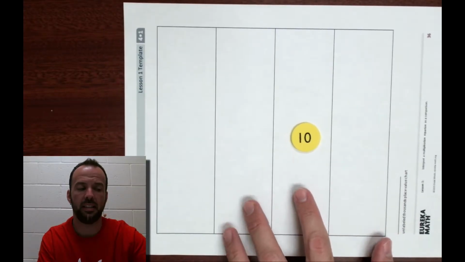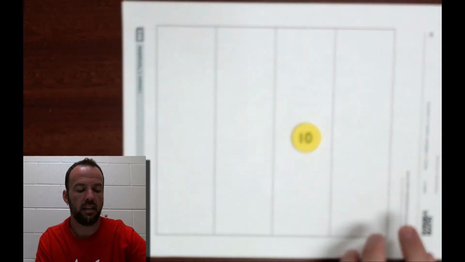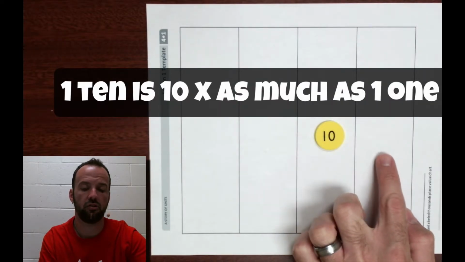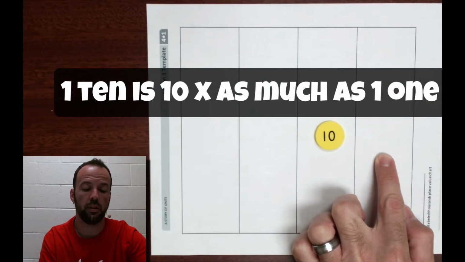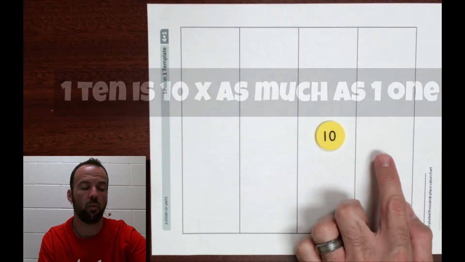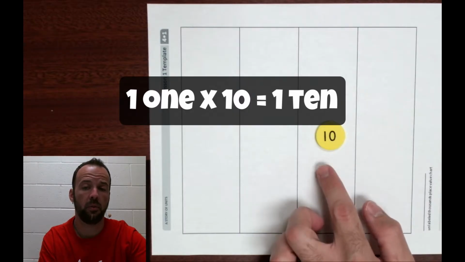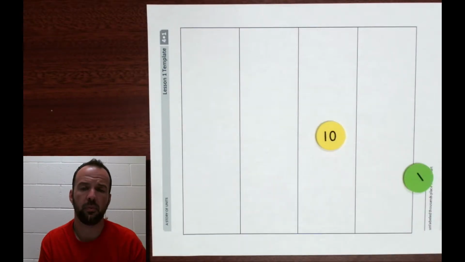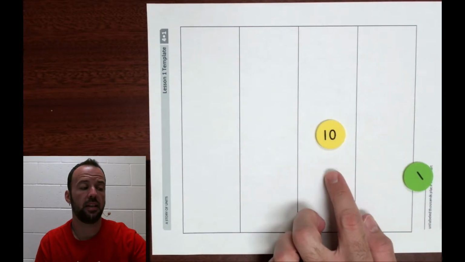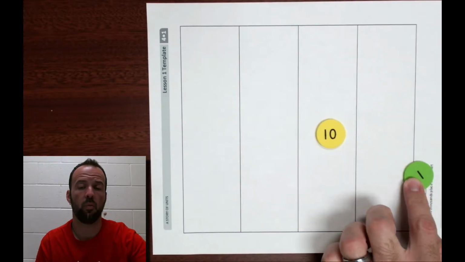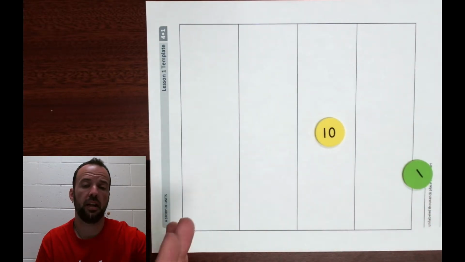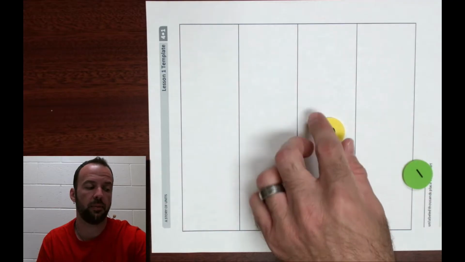So a couple different ways I could phrase this: 10 is 10 times as much as 1. 1 times 10 would give us 10. So we can start to think of the relationship between those two. This 10 is 10 times more than 1, okay? And we're going to see how that builds as we go further into our place value.